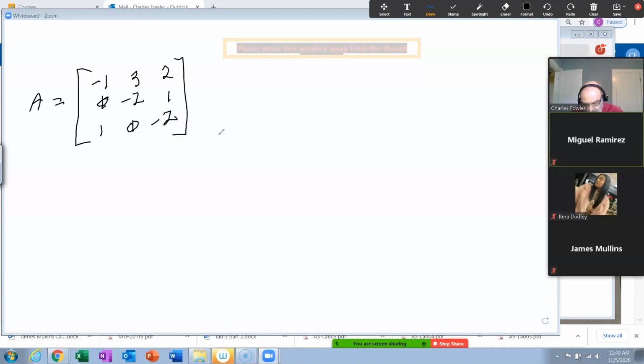Now, it says find the adjoint. Okay. Now, the adjoint of the matrix, you first do the matrix of cofactors. Okay, I'm going to do this. This doesn't have a special name. I think I'll call it C, okay, because all the entries are C. And this is going to be the matrix of the cofactors.